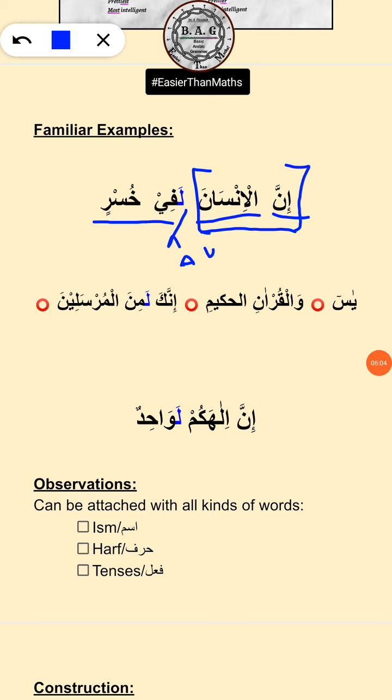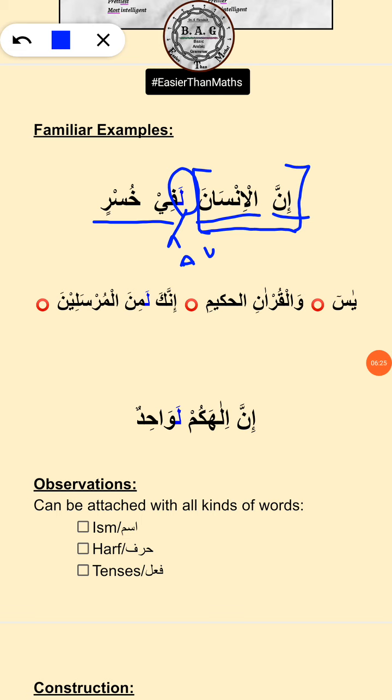This is jar majroor. All right, and as you can see, this is the jar, this is the majroor ism, and we have got fi here, right? All right, what about this lam then? This lam is Laam-e-taakeed. Okay, great. What does it do? I'll tell you in a minute.